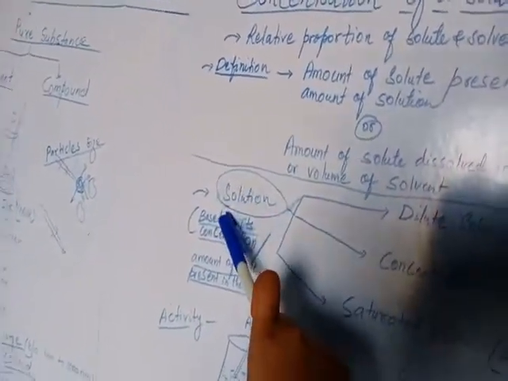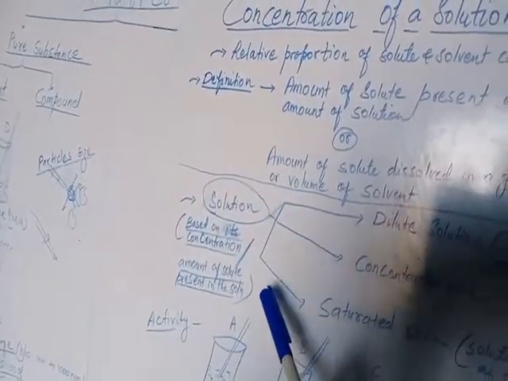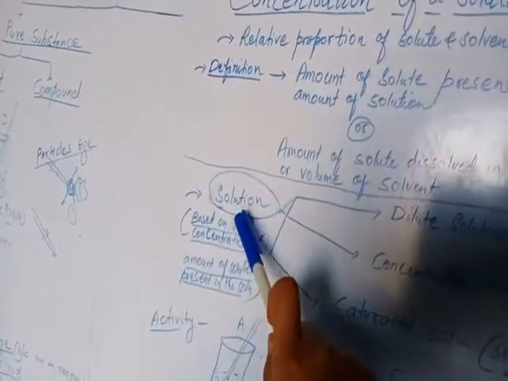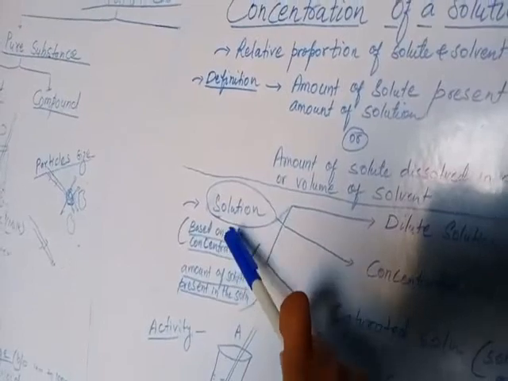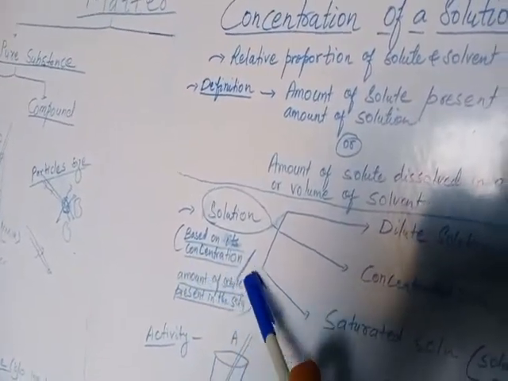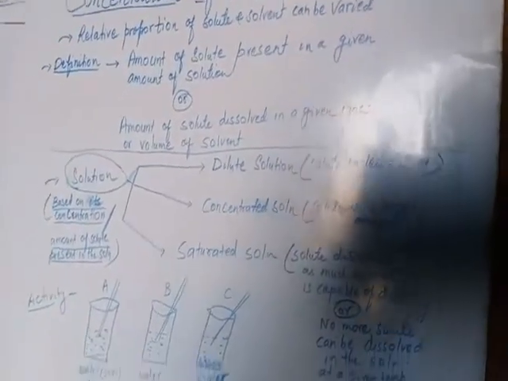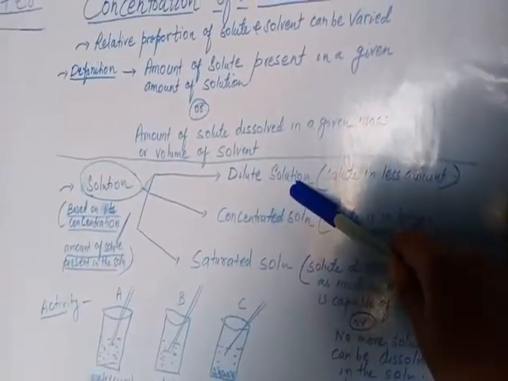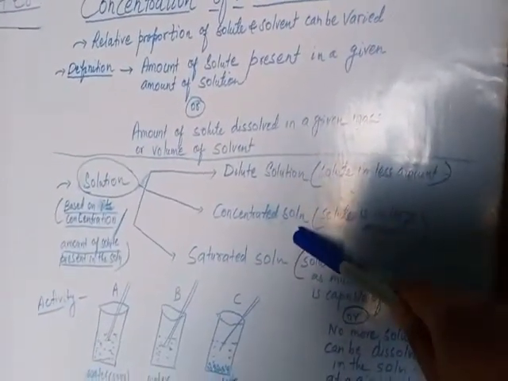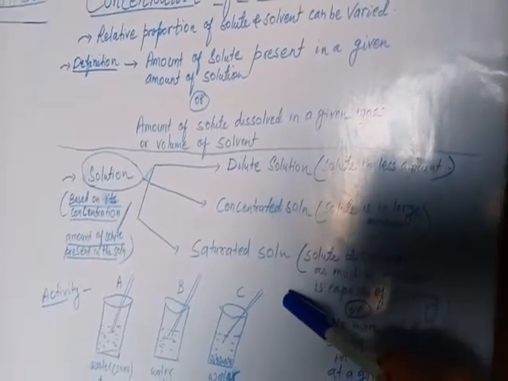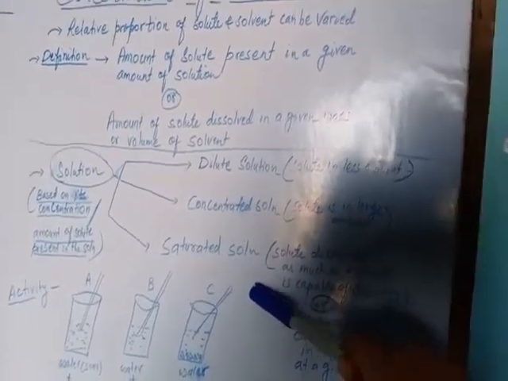I repeat, solutions can again be classified into three types based on the solution's concentration or the amount of solute present in the solution. So what are the three types? These are, first, dilute solution, second, concentrated solution, and third, saturated solution.